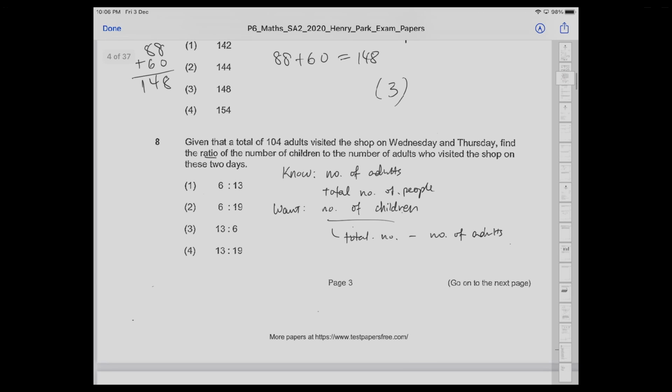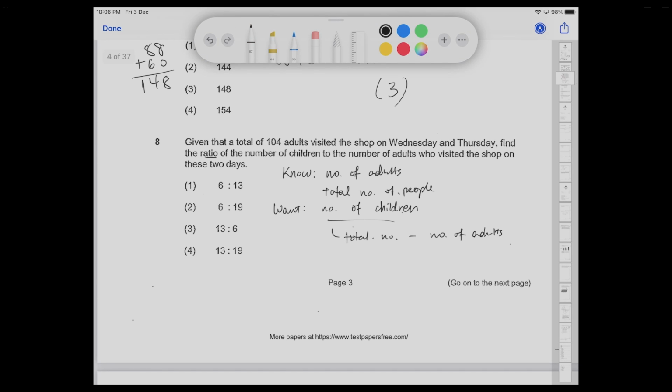So now we already know the total number of people, which is 132 plus 20, 152. We know the number of adults. We also know the number of children. 152 minus 104 adults. Let's see what we will get. Just 152 minus 104, that's 48.